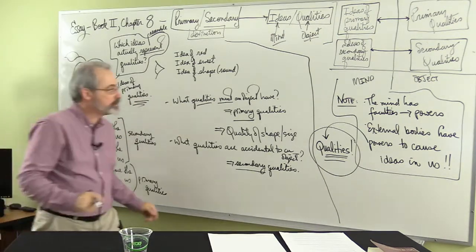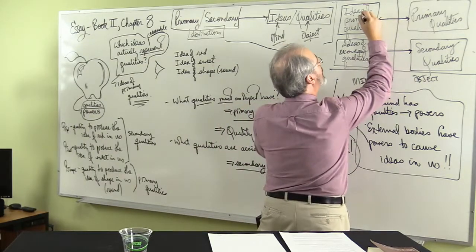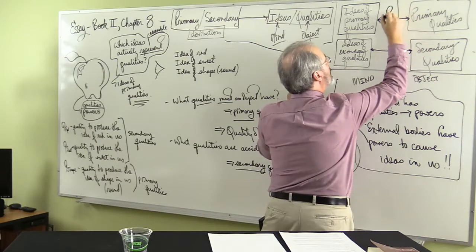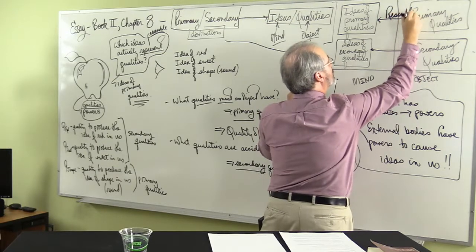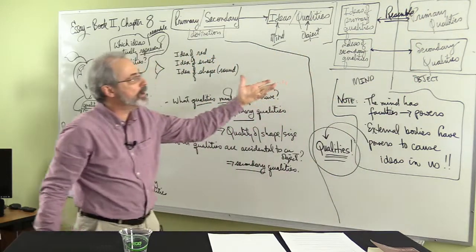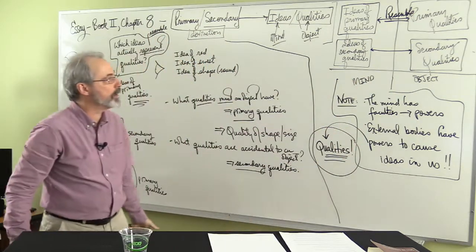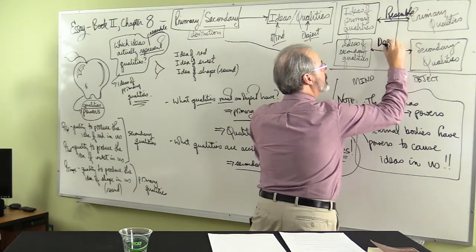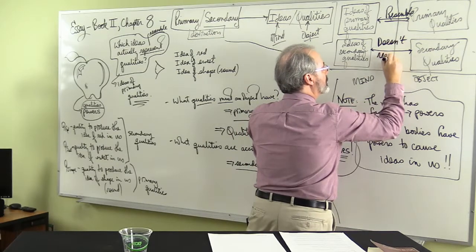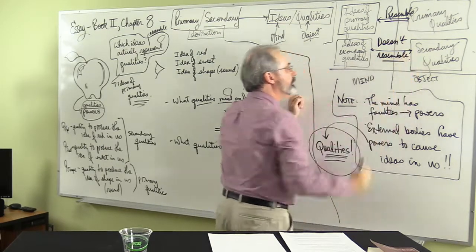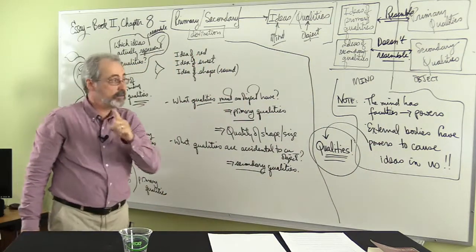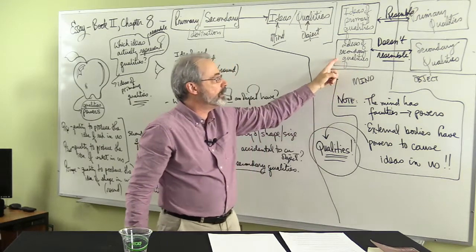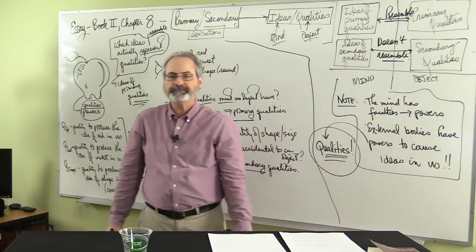So before we look at why, get it straight. Which ones actually resemble? Here, ideas of primary qualities, they resemble. So the ideas of a primary quality resemble the primary quality itself. The idea of a secondary quality doesn't resemble. But the secondary quality still causes the idea of a secondary quality, but it doesn't resemble it.